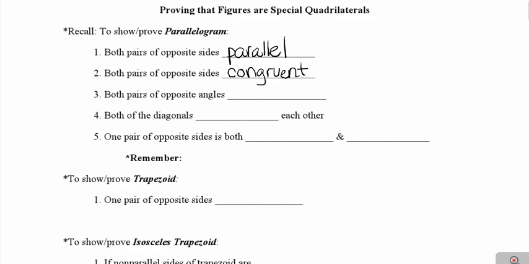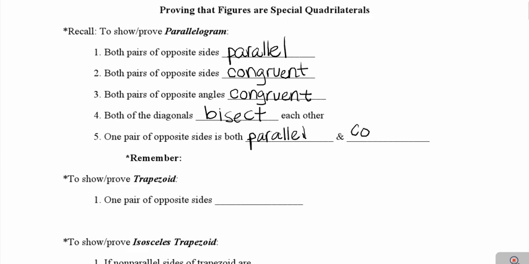Also, if both pairs of opposite angles are congruent, that's another way to prove that a quadrilateral is a parallelogram. If both of the diagonals bisect each other, that's the fourth way. And finally, the last way is if one pair of opposite sides is both parallel and congruent, then it is a parallelogram.